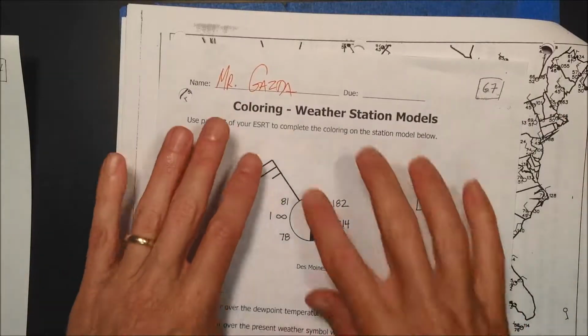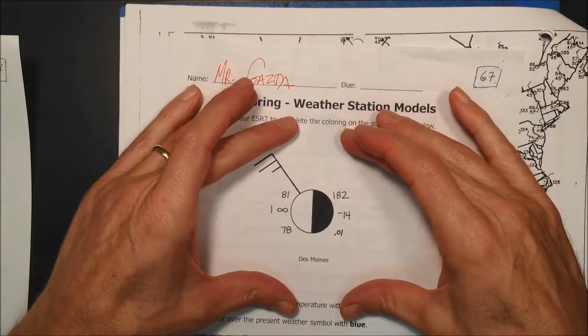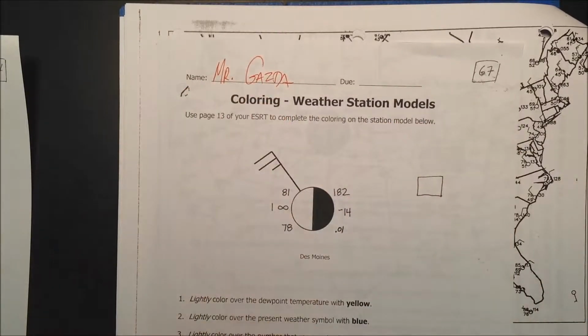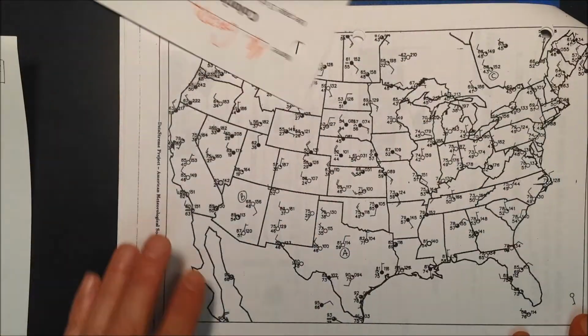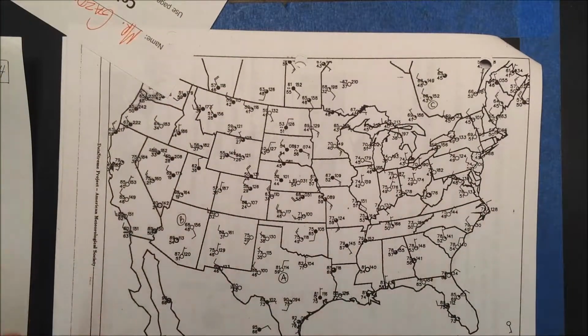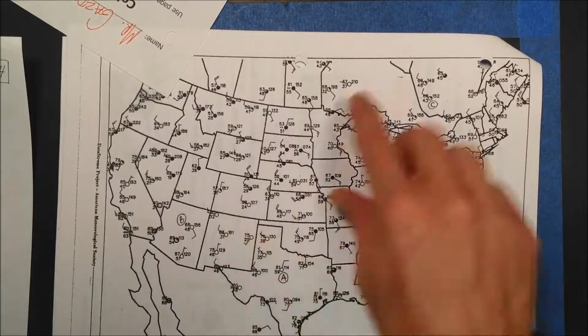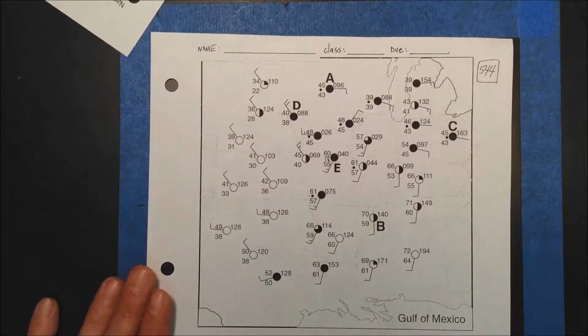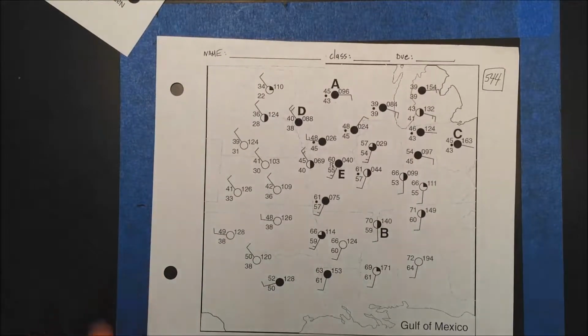A station model like this is sort of an abbreviation of how to fit a lot of weather information on a map. In the older days, this may be like a weather map of the United States right here that a meteorologist would use to make weather predictions. All of these are little station models. Let's do a more zoomed in one. This is a good example of one right here.